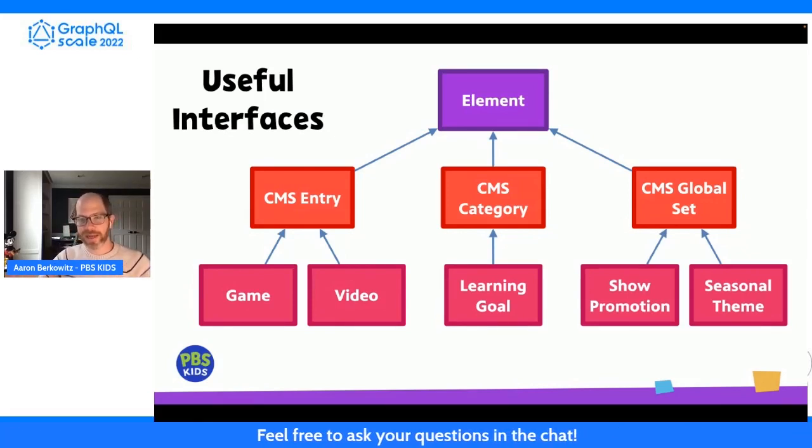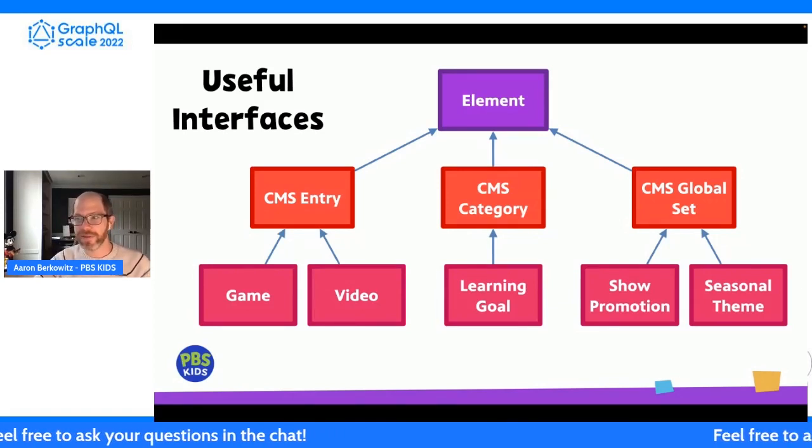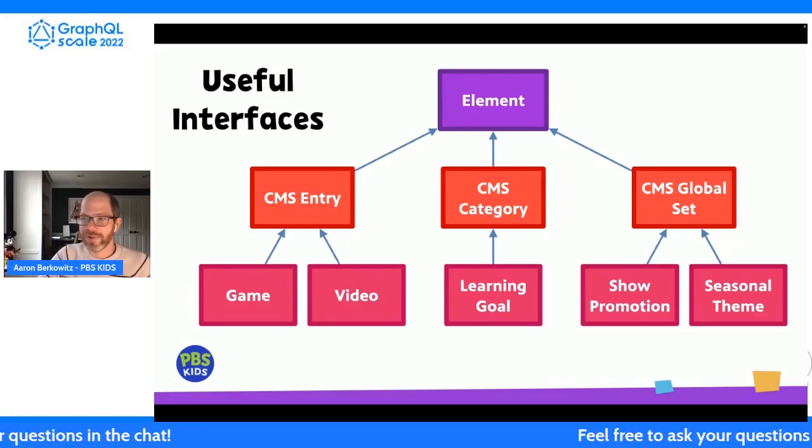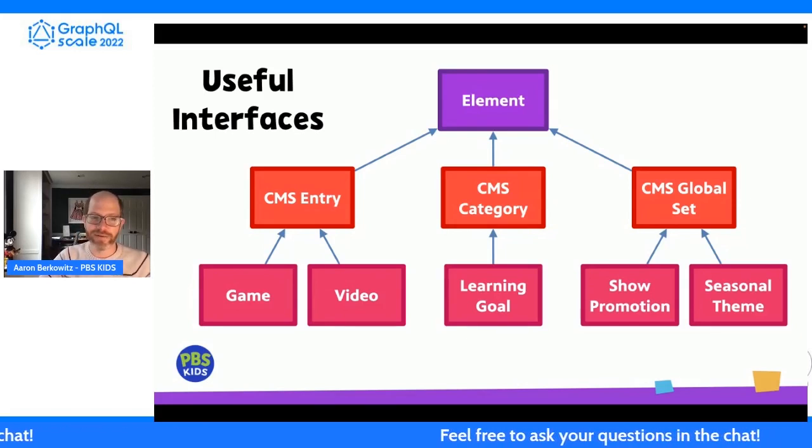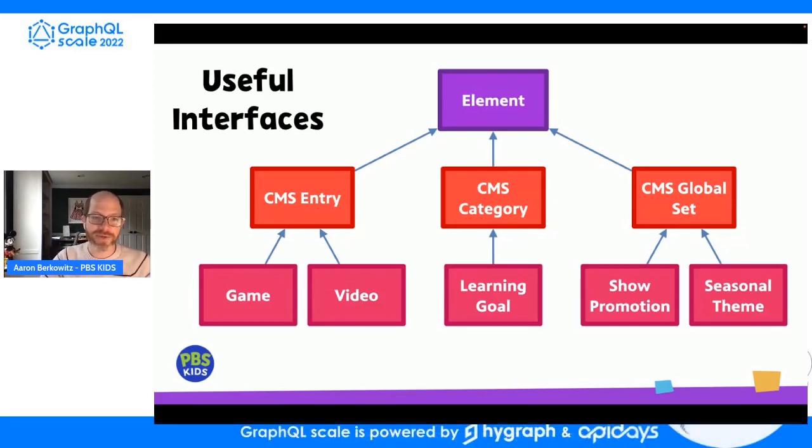And then we have entries, categories, and global sets, each with various fields that will work for those types. So games and videos implement the CMS entry interface, learning goals implement category, and show promotion and seasonal themes all implement global sets.